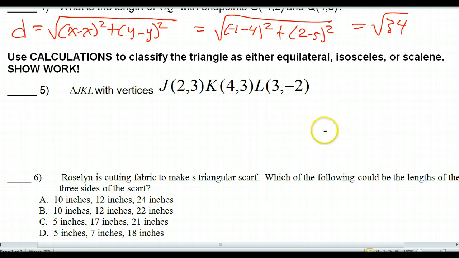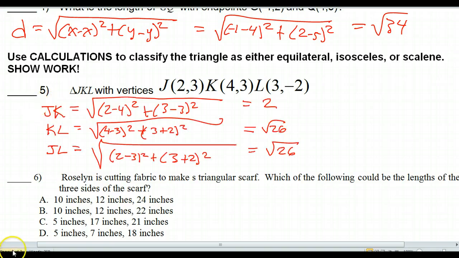So what's my strategy? What am I about to do right now? Distance formula. We're going to do the distance formula 3 times. And that we'll be able to see if they're all the same, equilateral. If only 2 are the same, isosceles, and so on. Okay, so question? Does it matter if you do like 4 minus 2 instead of 2? No, you should get the same answer either way. Okay, so these are the lengths that we got from doing the distance formula. So what's our conclusion? It's isosceles, because the 2 that are the same.